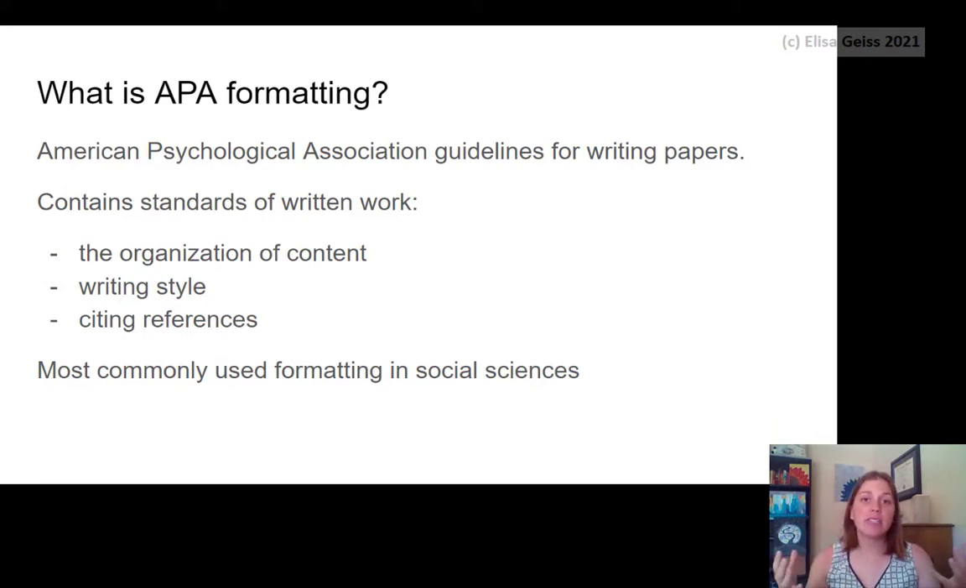But it covers everything from how you should actually organize your content, what type of headers to use, as well as different parts of writing style, like preferences on what words we use, as well as how we write our statistics, for example. And another big part of this is citing our references, and that's really what I'm going to be talking about.